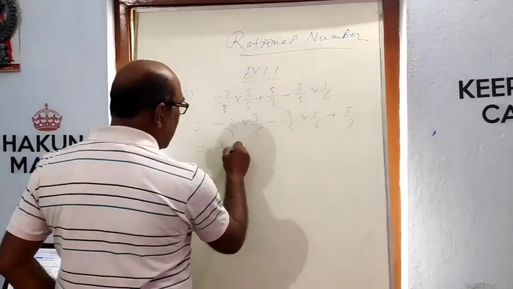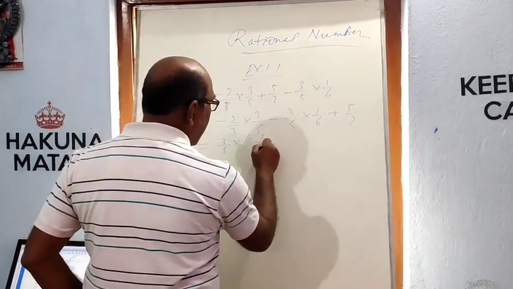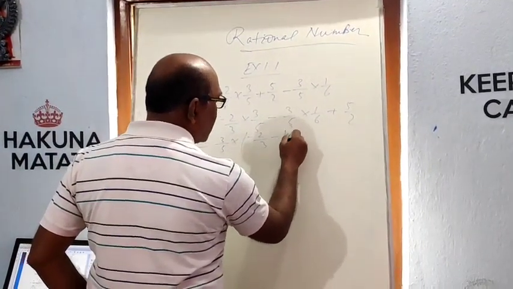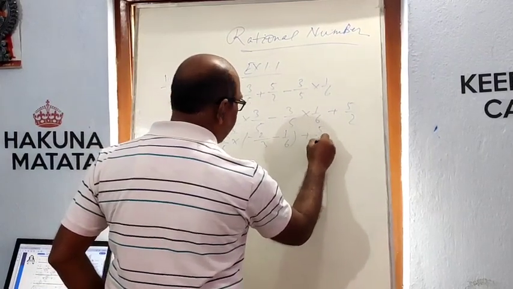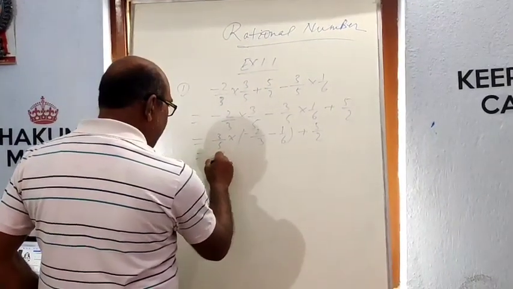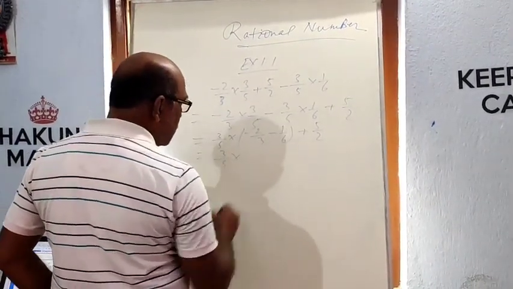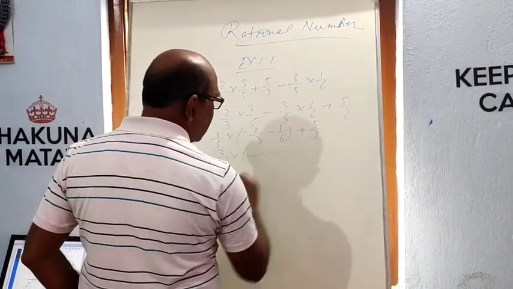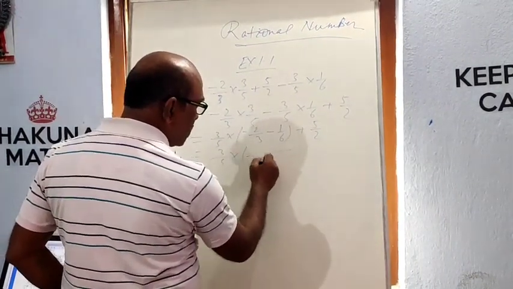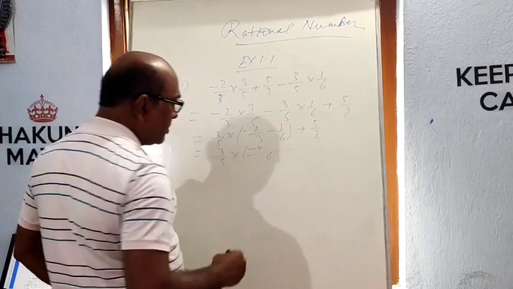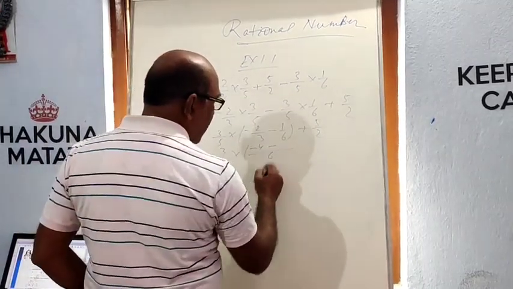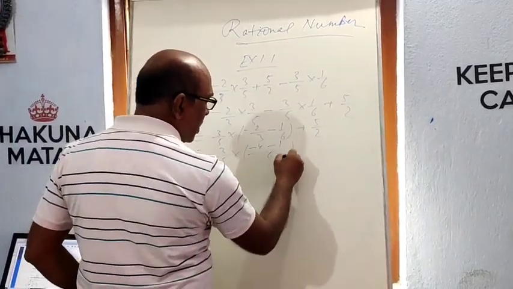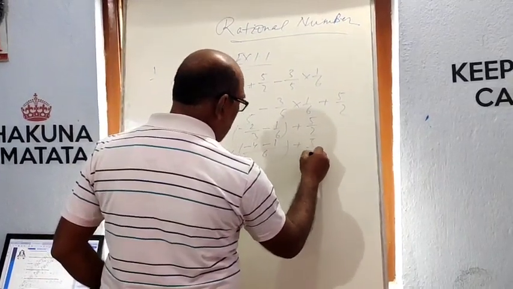3 by 5 into minus 2 by 3 minus 1 by 6 plus 5 by 2. Now 3 by 5 into, the LCM of 3 and 6 is 6. 3 twos are 6, there is minus 4, and minus 6, 1 one is 6. Therefore 1 one is 1. And this is 5 by 2.